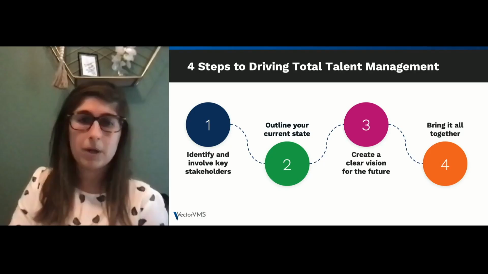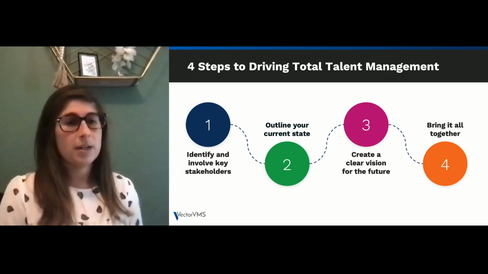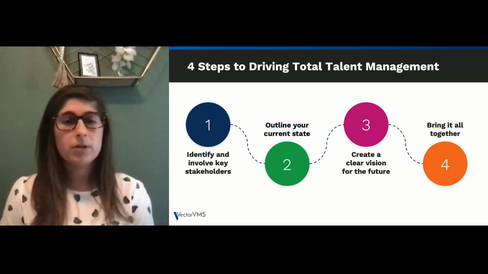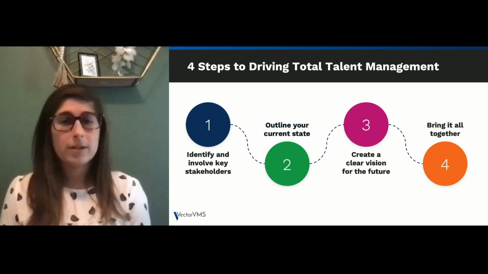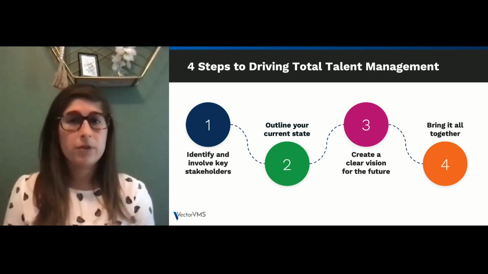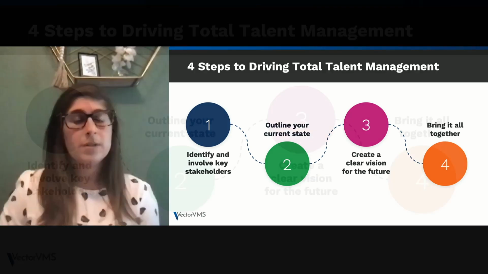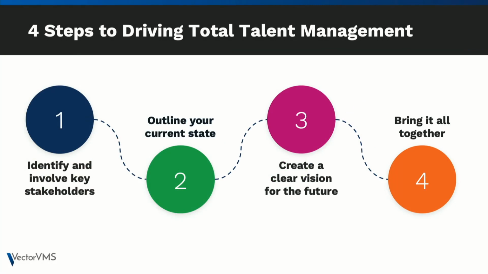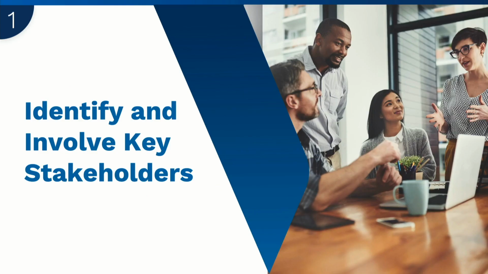So with that in mind, let's look at the steps that are going to help us get to that total talent management. The first is identifying and involving key stakeholders. You're then going to outline your current state, create a clear vision of the future, as well as bring it all together and really look at that management component that's often missing in programs. So let's jump into the first step, identifying and involving key stakeholders.